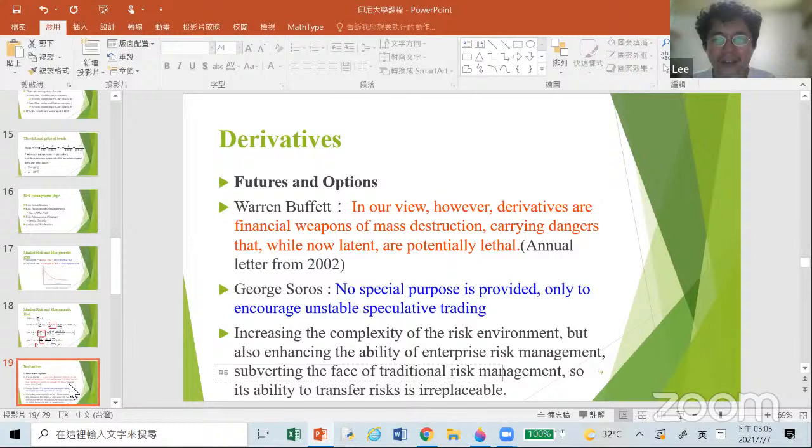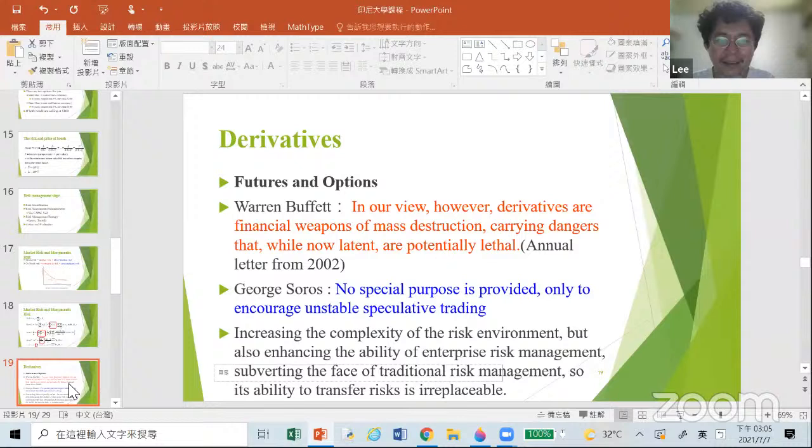The other one is from George Soros. He is also a very powerful investor in the world, not just in the US. He said about derivatives that no special purpose is provided, only to encourage unstable speculative trading. So basically, both of these powerful investors give derivatives a negative definition, I have to say.